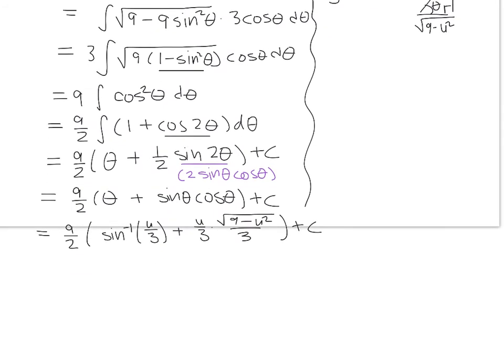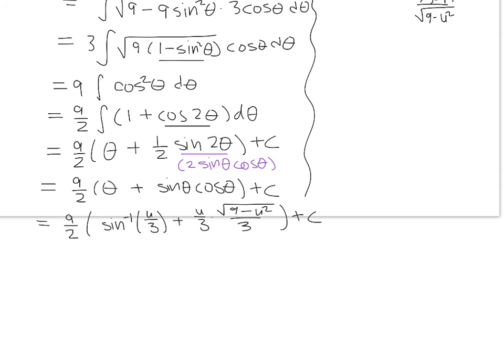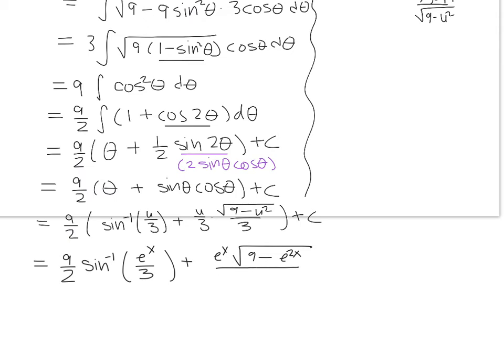Let's do our last step all in one. Let's distribute the 9/2 and plug back in what u is. So 9/2 sine inverse e to the x over 3 plus e to the x root 9 minus e to the 2x. Remember, e to the x squared is e to the 2x, all over 2 plus c.